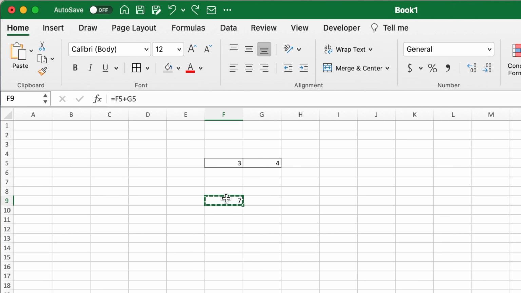If I copy and paste my formula to the right, I lose my column references. If I copy and paste my formula down, I lose my row references.